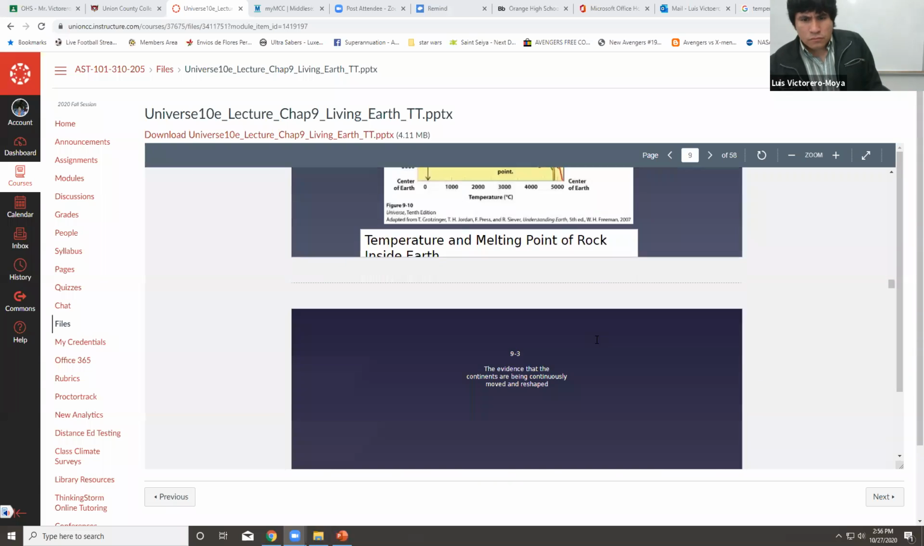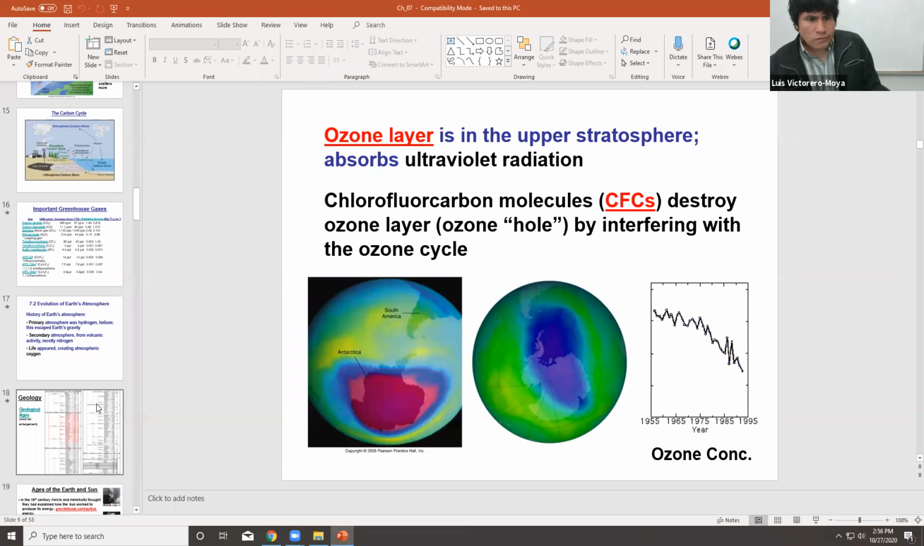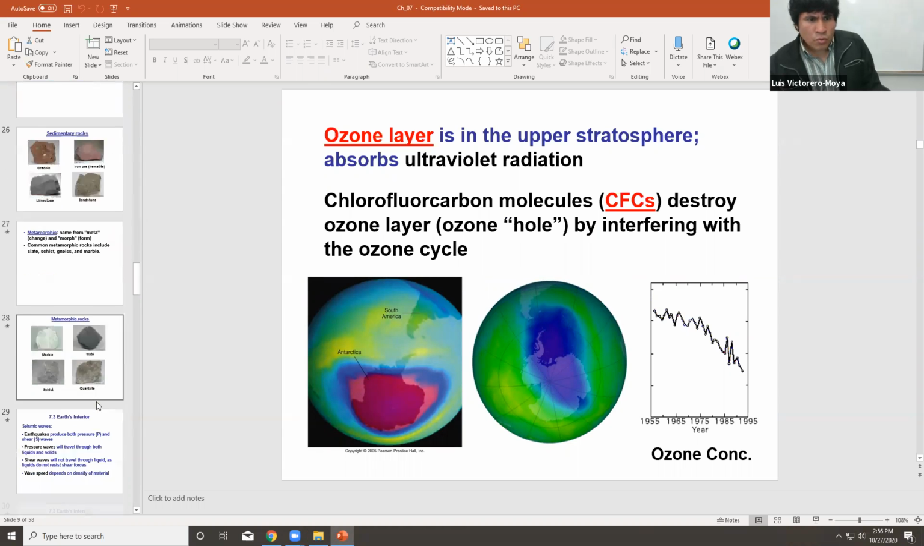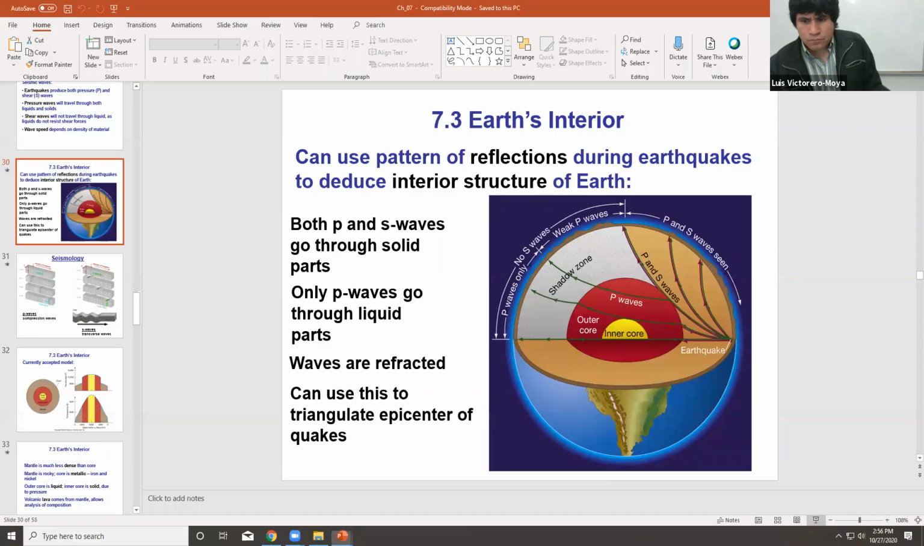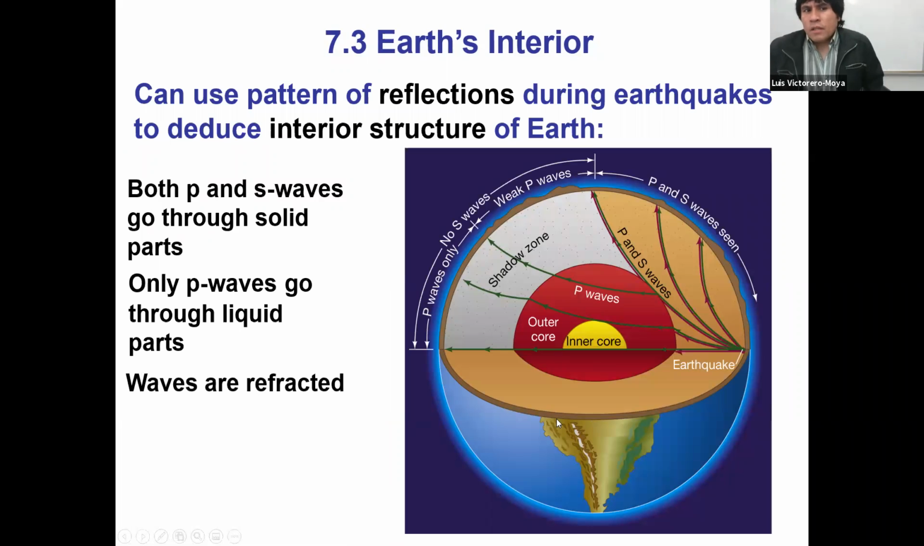Before we get into that, this slide. So P waves and S waves both go through solids, but it's only P waves that can go through liquids, as you can see in the graph there. So we use the reflection during the earthquake, as it says on the slide, to deduce the interior structure of the earth.